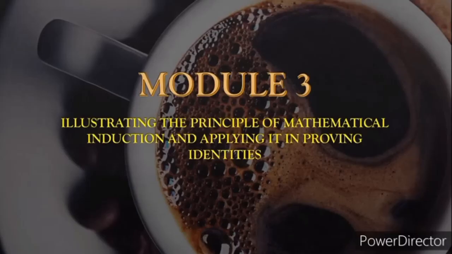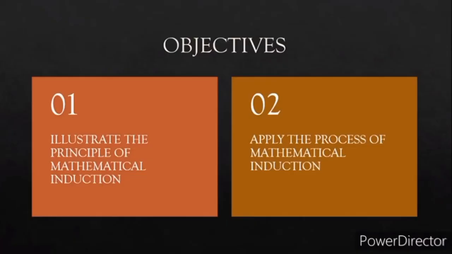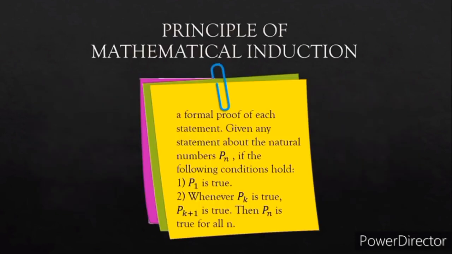Alright, let's move on to the most exciting part, which is mathematical induction. Our objectives for today are to illustrate the principle of mathematical induction and apply the process of mathematical induction. First, a formal proof of each statement given by the statement about the natural numbers. Natural numbers are 1, 2, 3, 4, and 5. First is P sub 1 is true. Number 2 is whenever P sub k is true. The third one is P sub k plus 1. Then P sub n is true for all n.